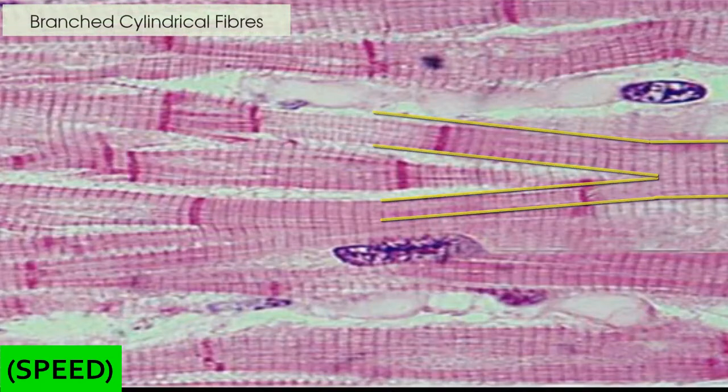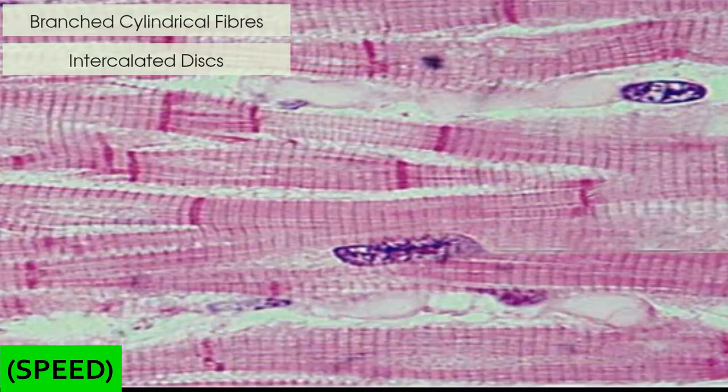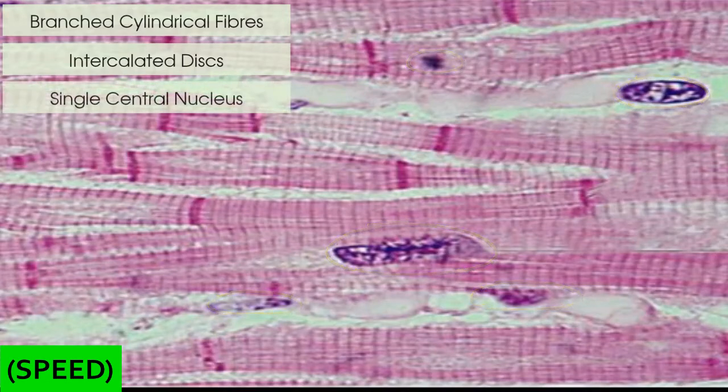The second thing to notice are these structures, which are called intercalated discs. You'll only find these in cardiac muscle, and they are incredibly important for allowing cardiac muscle to contract correctly, and we'll discuss more about these in the cardiac muscle tutorial. The next thing to notice are the nuclei. In cardiac muscle, the fibres have a single, centrally located nucleus, which usually has quite an irregular shape, as you can see here.